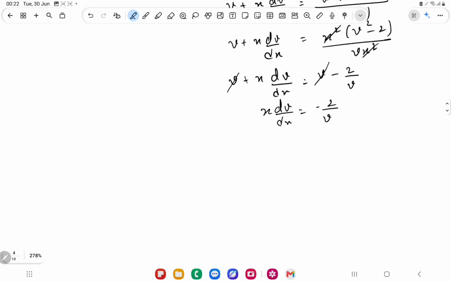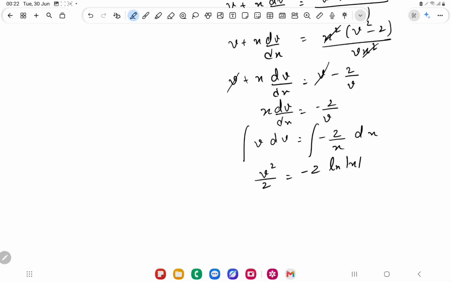Now I can separate the variables and I can write it as v dv is equals to minus 2 over x dx. Now I can integrate both sides. So left side will become v square by 2 and right side will become 2 ln mod x, because 1 upon x integration is mod x. So this is my general answer.